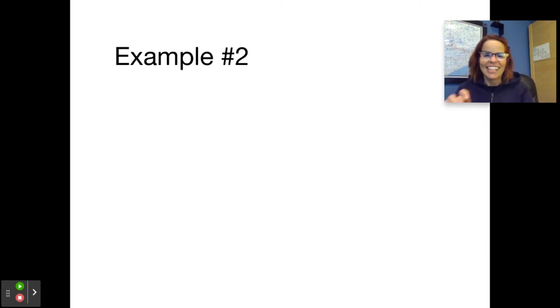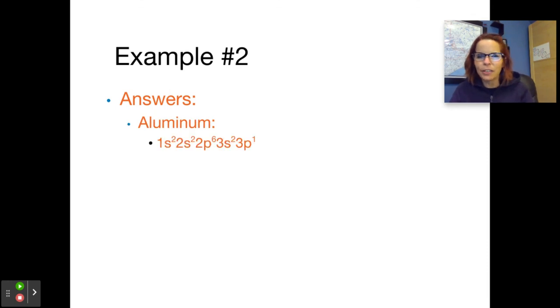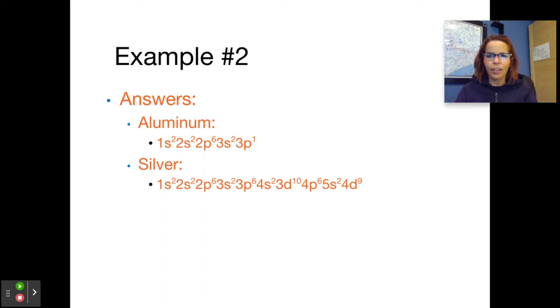Here we go. Okay, the first one was aluminum. The correct electron configuration to write it out: 1s2, 2s2, 2p6, 3s2, 3p1. Check your work. That one's fairly easy. Silver gets a lot longer, and notice that some of the numbers are mixed up, and I just want to draw your attention to this.